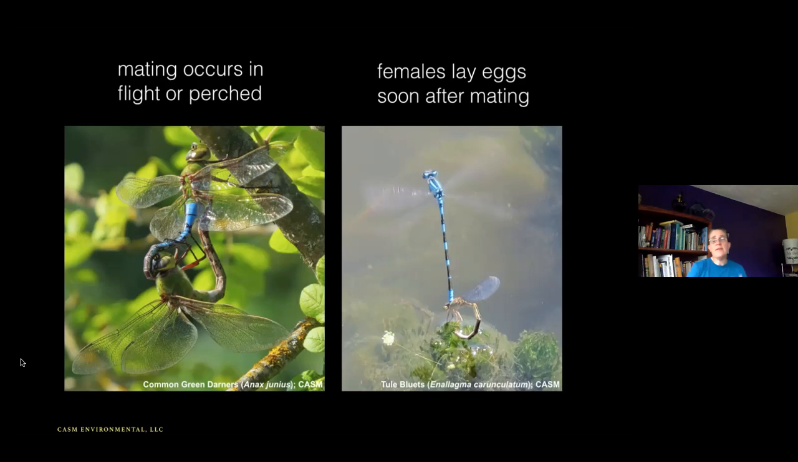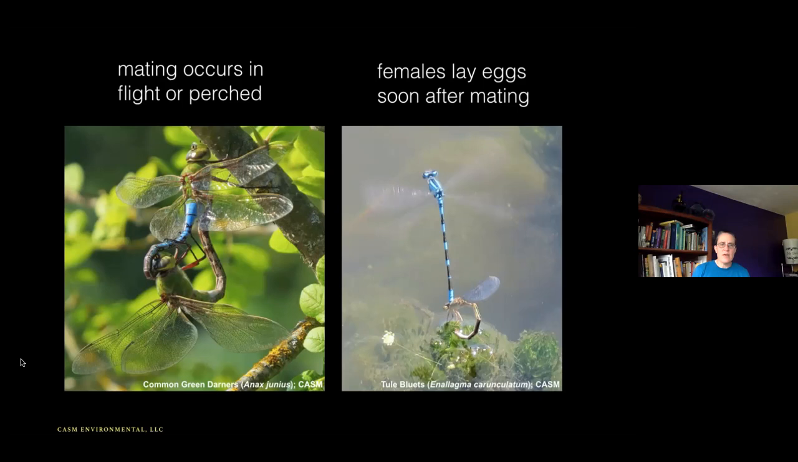When dragonflies or damselflies are hooked together, this is called the wheel formation because it looks a little bit like a rather lumpy wheel. They can fly that way. They can perch that way. It's a little bit clumsy. And this is when the actual mating process is happening, so they're said to be copulating at that point in time. Mating can take a few to many minutes, maybe to an hour or so, and generally the females are going to lay their eggs pretty soon after they mate.